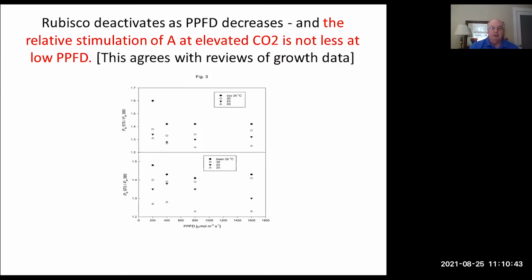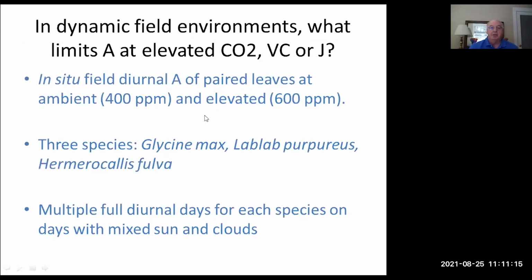If anything, it's going the other way, but essentially you can't tell them from being flat. They're just flat curves. So the relative stimulation of assimilation rate is not reduced as you go down in PPFD. And again, this is for steady state leaves that have had time to adjust to the PPFD level they're seeing. So the question for this seminar is, what happens in the real world? These are steady state. What happens in the dynamic situation?